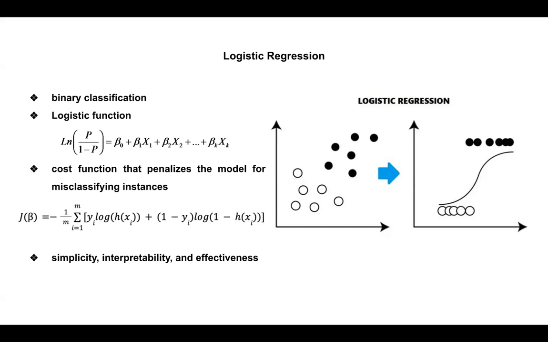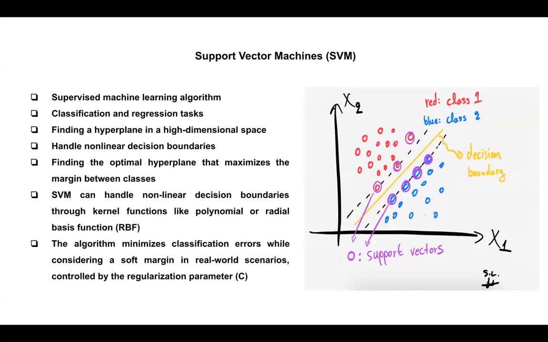The other model is support vector machine, or SVM, which is a supervised machine learning algorithm, because here we have sample data in which we know the attack and benign users, so we can use a supervised machine learning algorithm. It's widely used in classification and regression tasks and can handle nonlinear decision boundaries. The algorithm tries to minimize the classification errors while considering a soft margin in real-world scenarios.